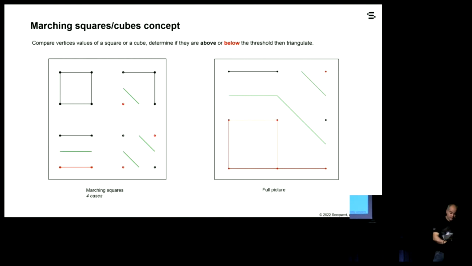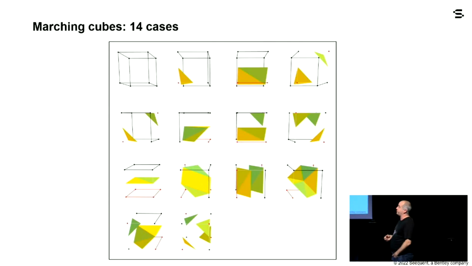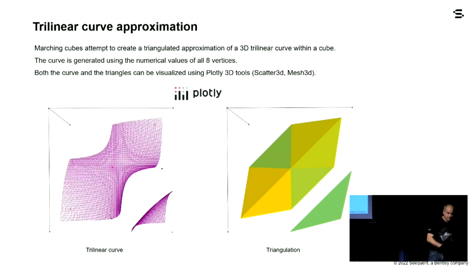Now, if we're looking at 3D, obviously, it gets a bit more complicated. I'm not going to go into details, but you basically have 14 different configurations that you can get for your triangulations. And that makes it really interesting from an engineering standpoint. Why is that interesting?